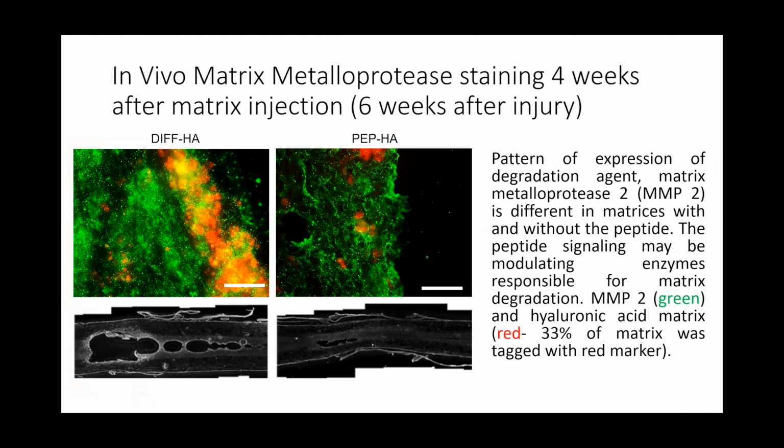So these are things that actually degrade matrix. MMP2 is something that's associated with regeneration and axon extension. So what you can see is that overall the expression patterns seem to be different in our injury model. We have very unspecific, untargeted expression in the areas in the DIFF-HA, but in the PEP-HA, it seems to be following lines, which is similar to what you would see if it was promoting axon extension and activities like that.